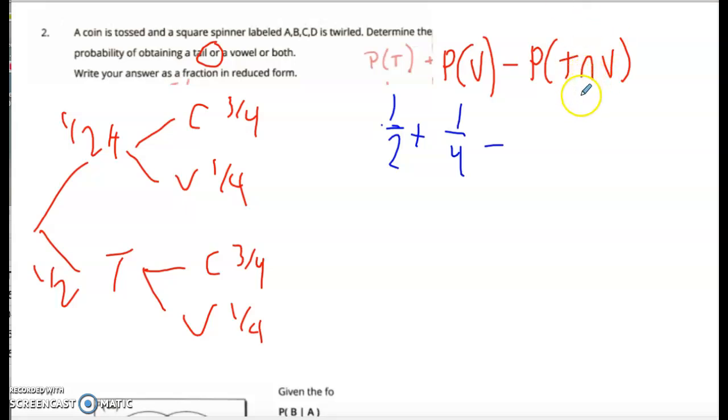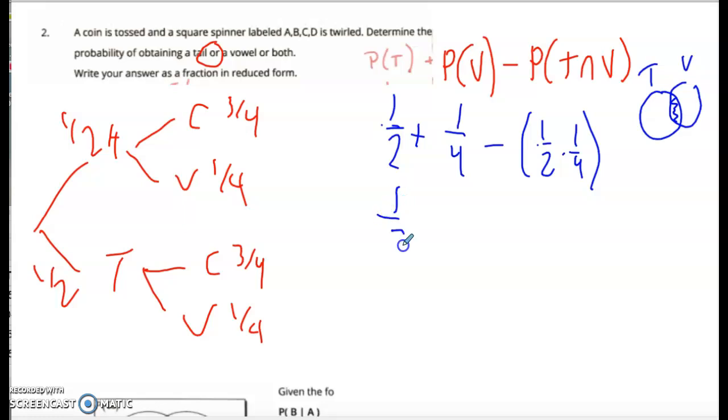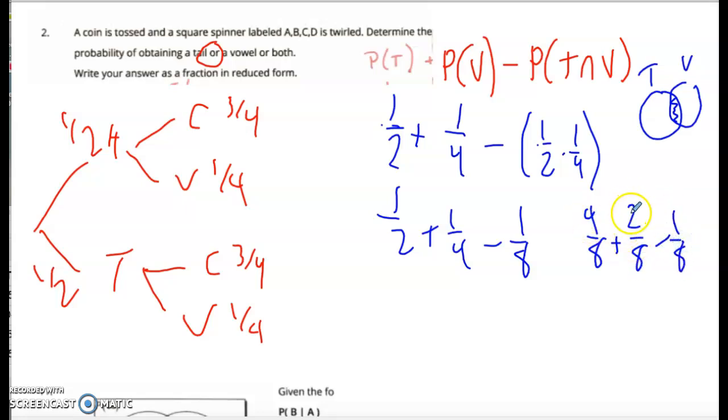It's basically the overlap. So if this were a Venn diagram, it would be that like here's getting a tail, here's getting a vowel, and this would be getting both. And so that would be subtracting a half times a quarter. And so I'd have a half plus a quarter minus an eighth. And then if I got common denominators for all of this stuff, I'd have 4/8 plus 2/8 minus an eighth. And so that's 4, 5, 6 minus 1 gives you 5/8.